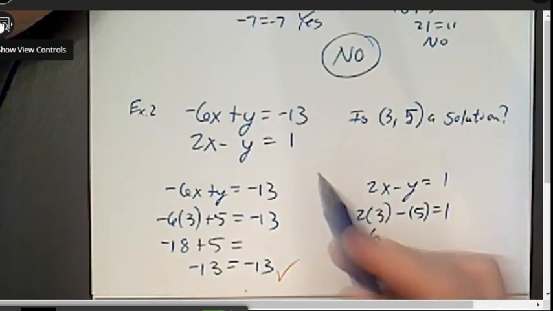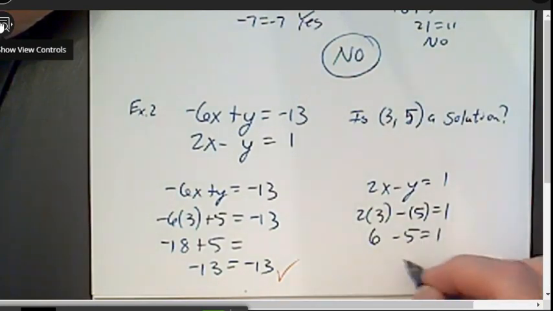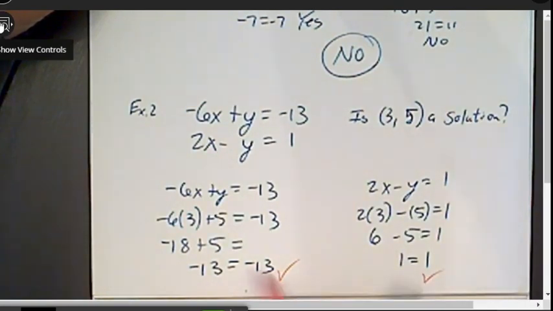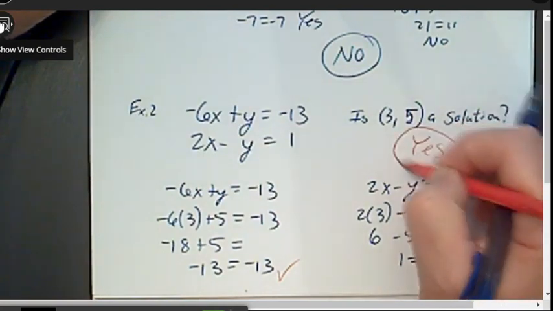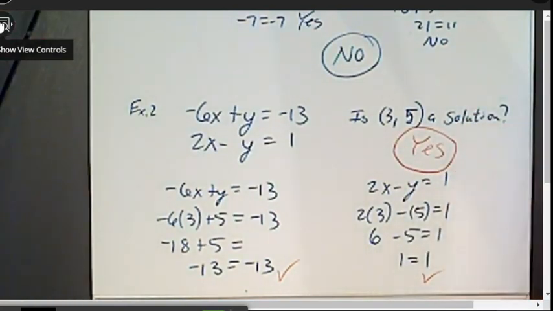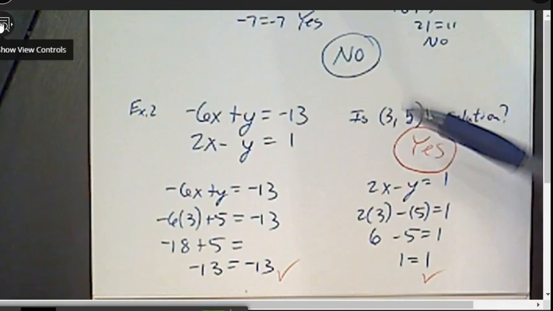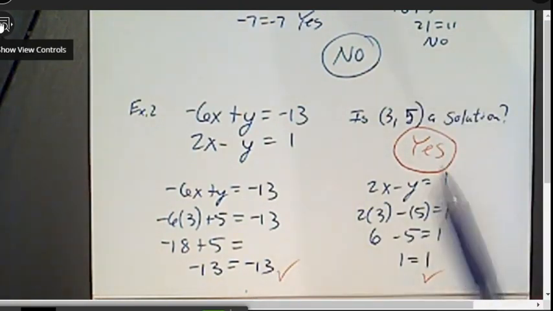And on the second equation on the bottom, if we check it, that one also comes out to be true. So we've got the same number equal to itself here, and the same number equal to itself here. So they ask, is that a solution? And in that case, that would be a yes. Okay, so pretty straightforward. They give you a point, you plug it into both equations. If either one of them is a no, it's a no. They both have to be true statements for it to be a yes.